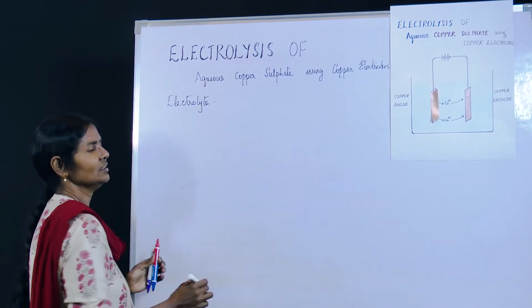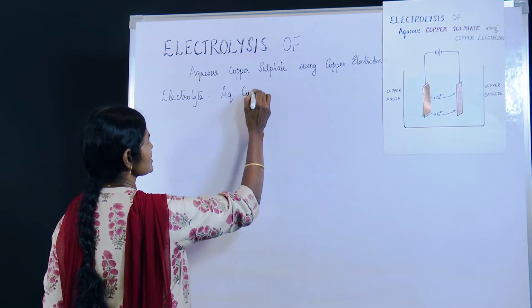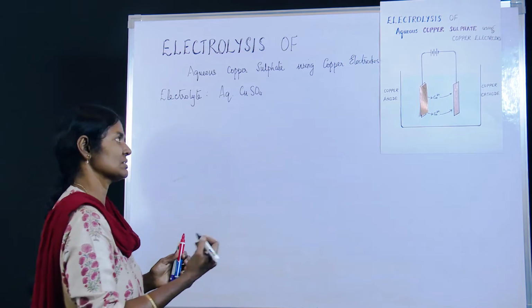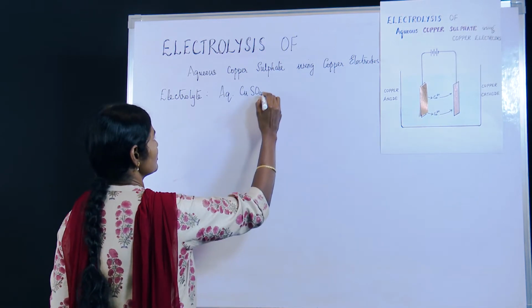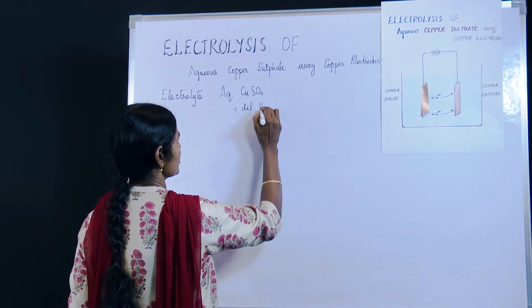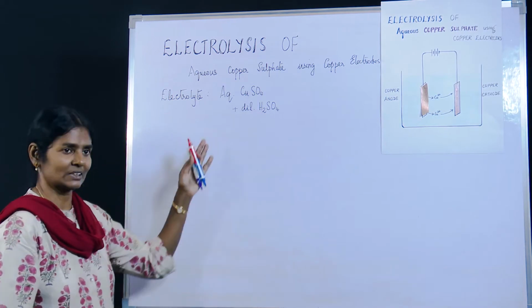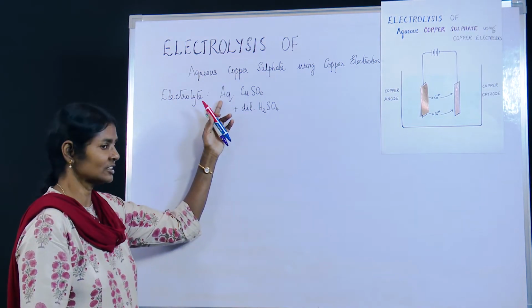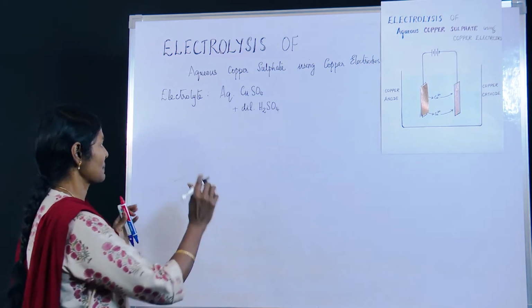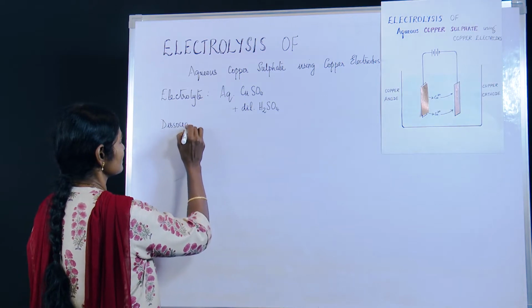As we see here, we have aqueous copper sulfate, which means copper sulfate in water, copper sulfate solution, plus we also have to add a few drops of dilute sulfuric acid. So, there are three things here: water, copper sulfate, and dilute sulfuric acid. Let's move on to the dissociation reactions.